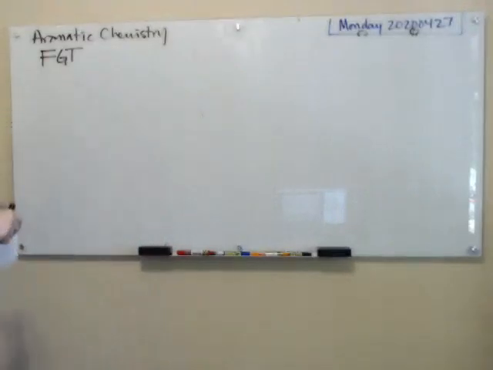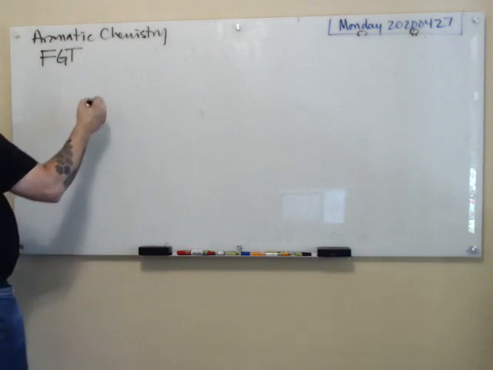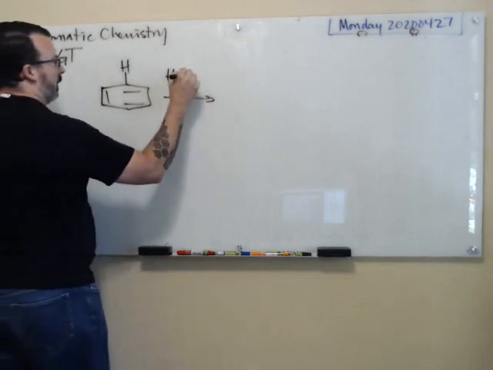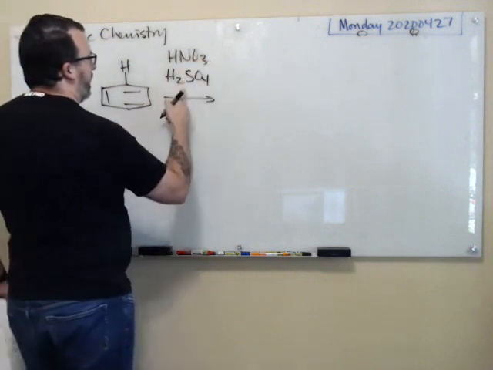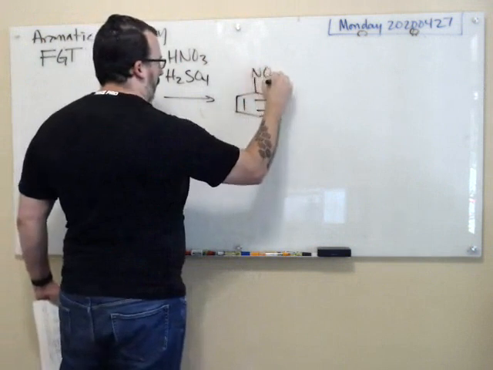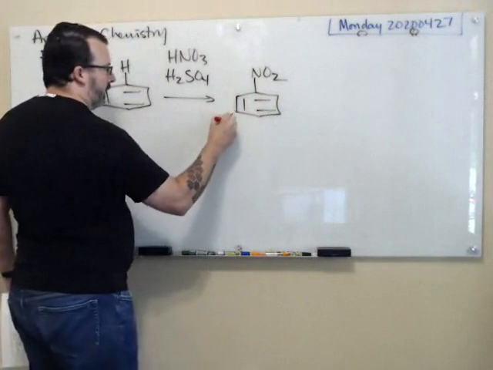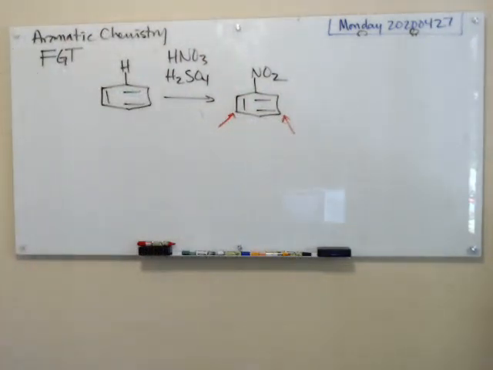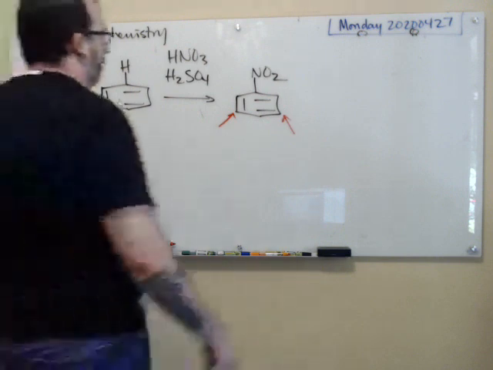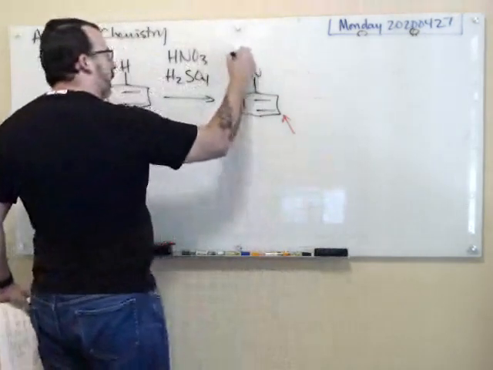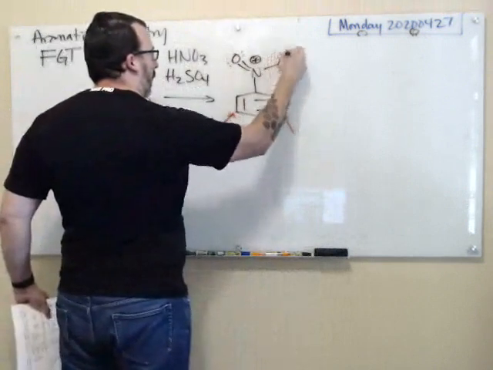Okay, so we're going to do another functional group transformation, except this time we're going to look at nitrogen. So here we know we're starting with benzene. We know that these are nitration conditions, which will substitute this for NO2. We know that the nitro group is electron withdrawing, so it's a meta-director. So what really is a nitro group? Let me draw out NO2. So that's the nitro group.